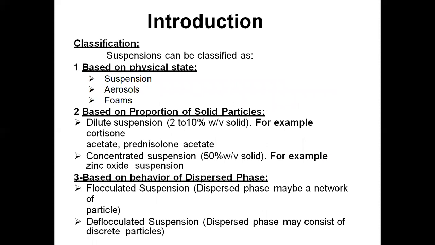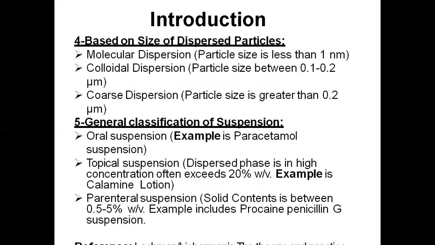Introduction, classification. Suspension can be classified based on physical state: suspension, aerosols, foams. Based on proportion of solid particles: dilute suspension, 2 to 10% wet volume solid, for example cortisone acetate, prednisolone acetate. Number 3, based on behavior of dispersed phase. Number 4, based on size of dispersed particles: molecular dispersion, colloidal dispersion, in which particle size is less than 1, and coarse dispersion, particle size is greater than 0.2 micrometer.